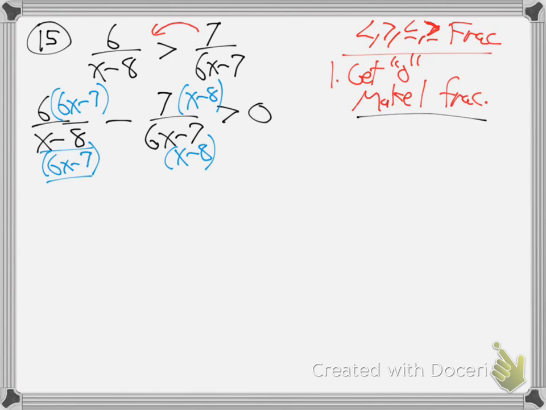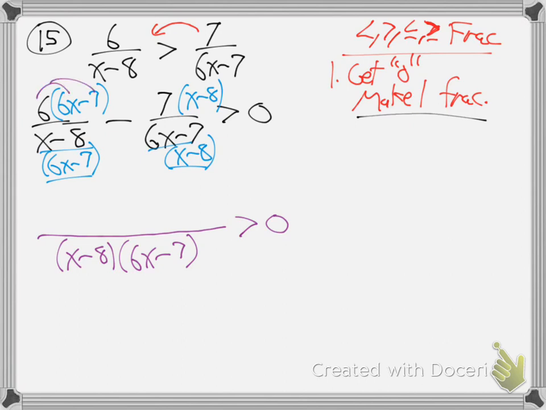See how the denominators now have the same two things in them? So you can just make it one fraction now with x minus 8 and 6x minus 7 as the denominator. It's a common denominator. They have the same two pieces in their denominator. Okay, so what's on the top then? Distribute here. So that'd be 36x minus 42.